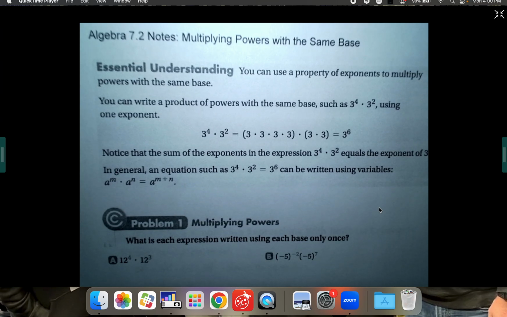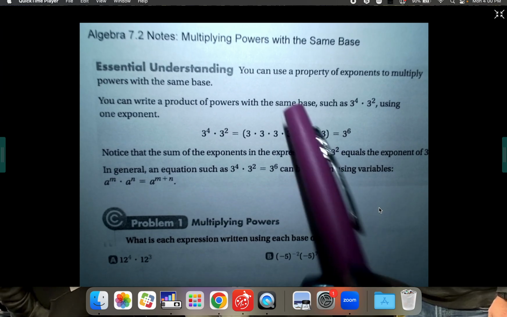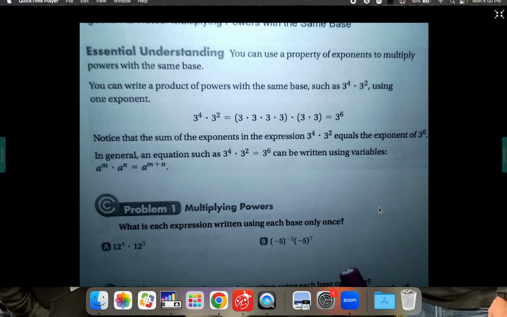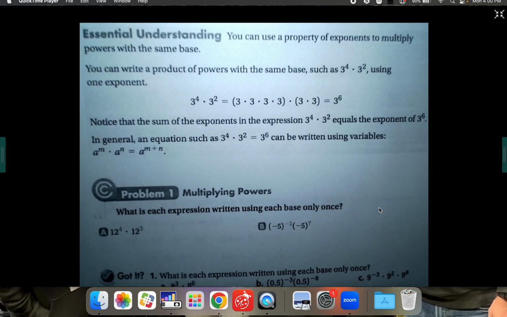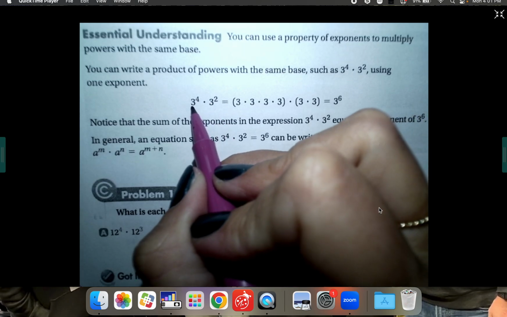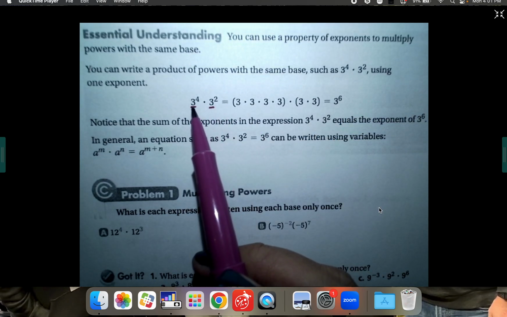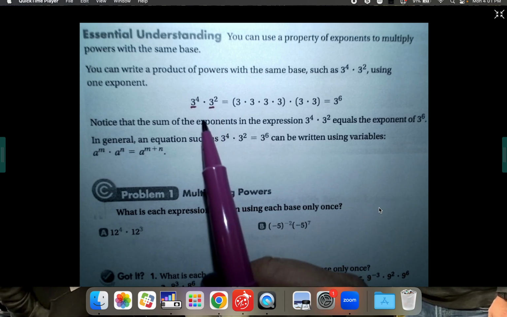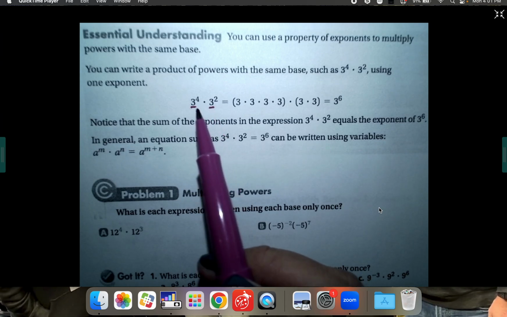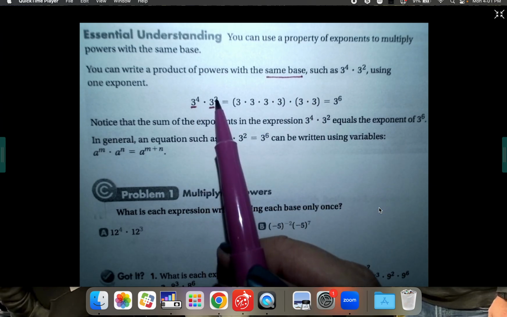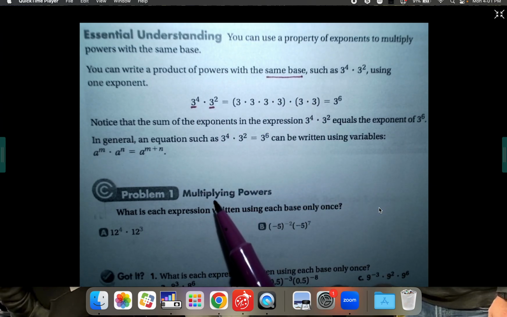Okay, for Algebra 7.2 notes, we are multiplying powers with the same base. So the essential understanding is that you can use a property of exponents to multiply powers with the same base. We've talked a little bit about bases, but bases are basically the whole number. It's whatever, I'm just going to say, touches the ground. So 3 is the base. If they have the same base, you can take their exponents and do a little trick with it.